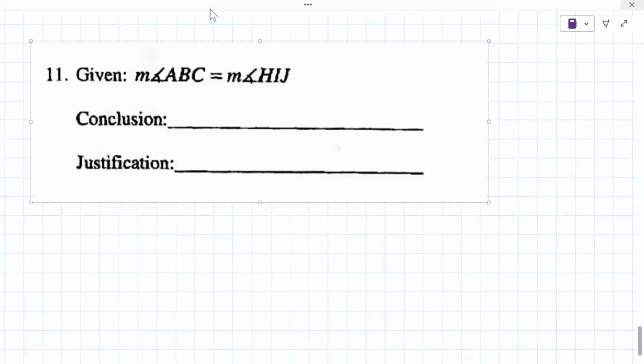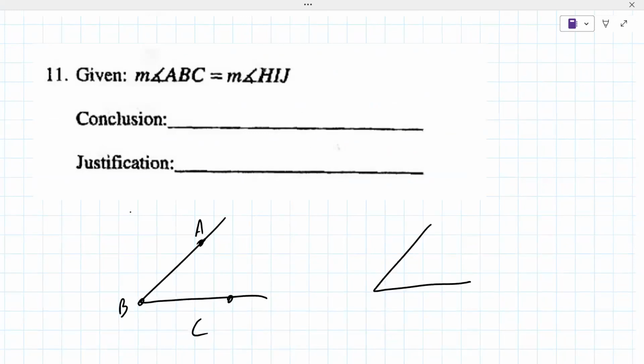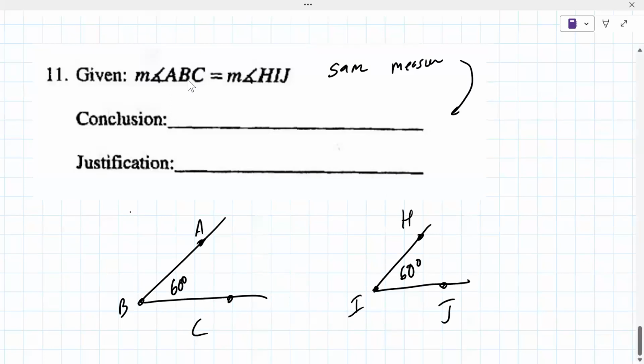All right, given measure of angle ABC equals measure angle of HIJ. So all we know is there's two angles, ABC and HIJ, and they have the same measure. So if that's like 60 degrees, then that's 60 degrees. So if they have the same measure, what can we say about the two angles if they have the same measure?